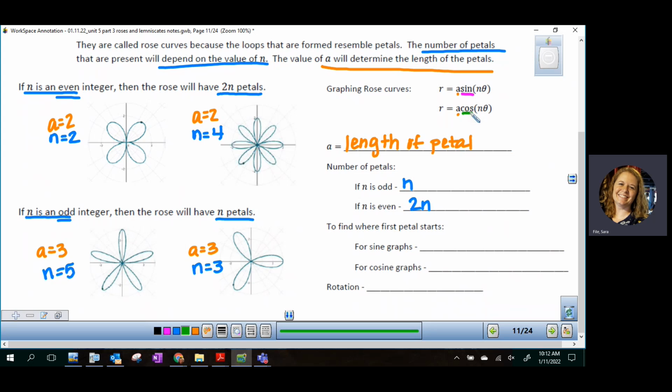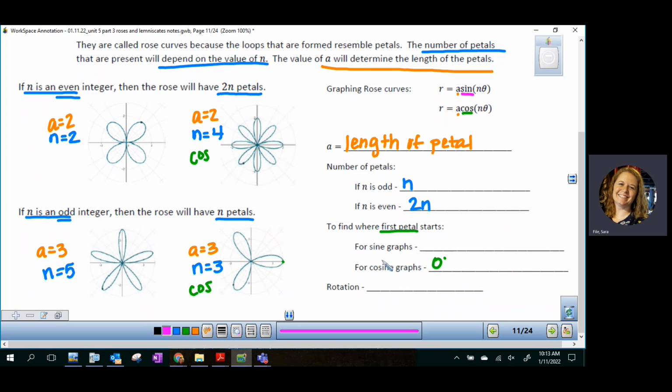If it is a cosine function, your first petal is going to be drawn at 0 degrees. Okay, so like this one here, see how there's a petal at 0 degrees? Okay, this must be a cosine function because it's got a petal at 0 degrees. Does this one have a petal at 0 degrees? No. So this is not a cosine function. This one must be sine. Okay, this one has a petal drawn at 0 degrees.